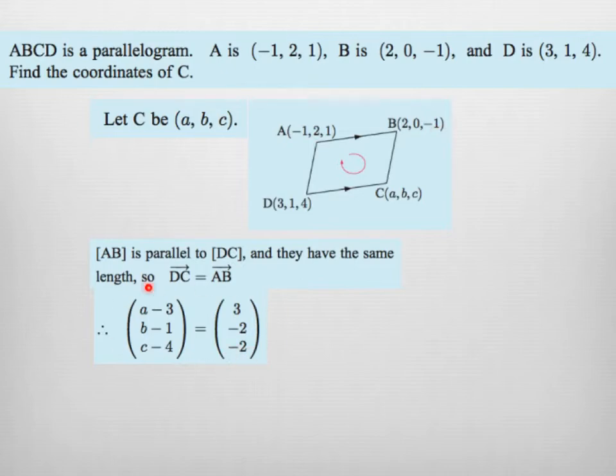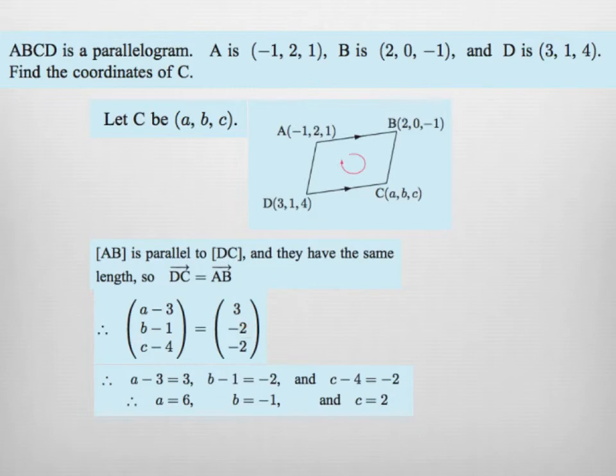So now we have these two equal vectors. And so by the vector equality rule that we looked at earlier, because these two are equal, their coordinates have to be equal, and so we end up with three nice equations that we can write out separately. Okay, so we write them separately as a minus 3 is 3, b minus 1 is -2, and c minus 4 is -2, and we solve those to get the coordinates. So C then becomes 6, -1, and 2.